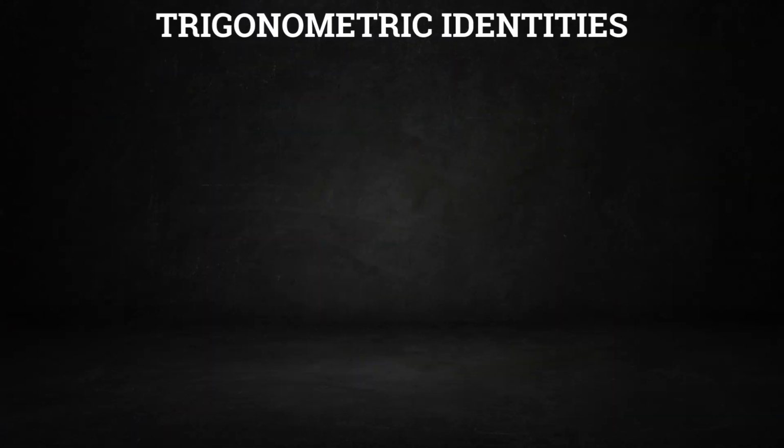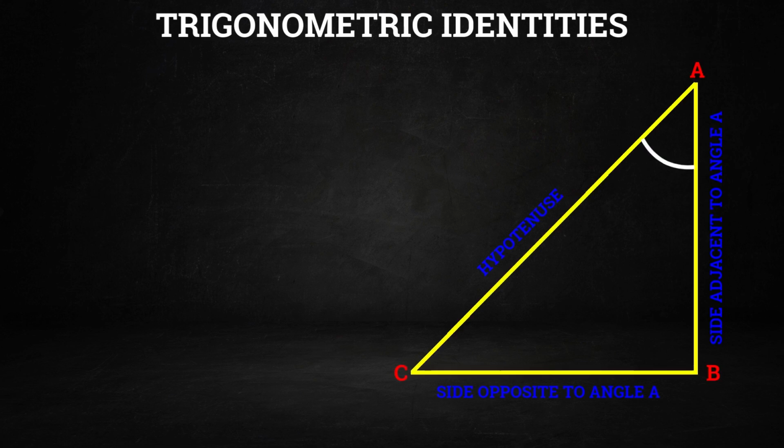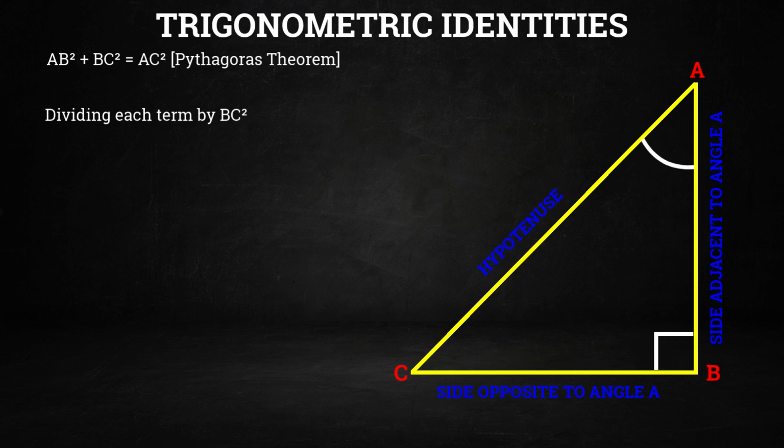Now, let us look at the third trigonometric identity using triangle ABC, which is right-angled at B. As usual, we begin with the Pythagoras theorem. AB square plus BC square equals AC square. But this time, we divide each term by BC square, the square of the side opposite angle A. We get AB square over BC square plus BC square over BC square equals AC square over BC square.